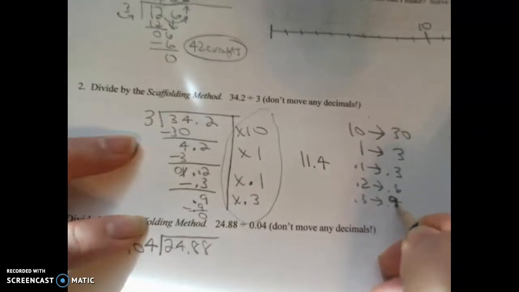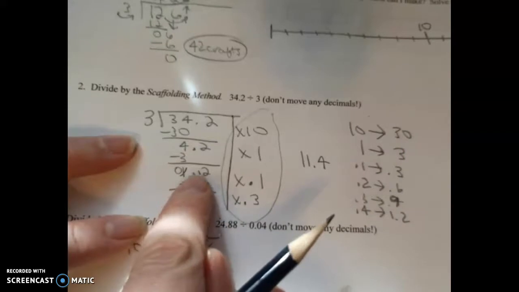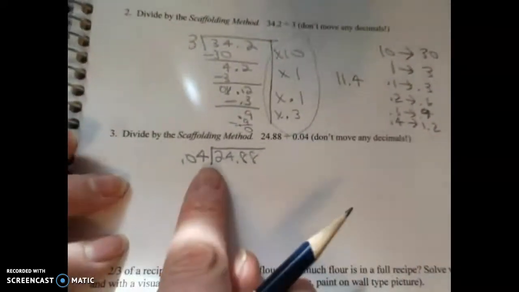Oops, I don't know why I wrote that. And then 0.4 would subtract, what is that, 1.2. But again, I doubt kids would do that, okay? Unless maybe they made this chart, then maybe they would. All right, let's look at the next one.